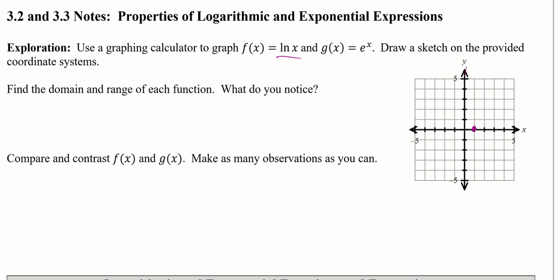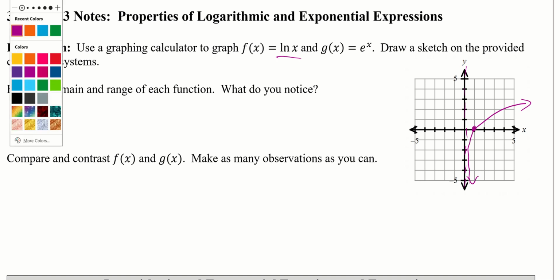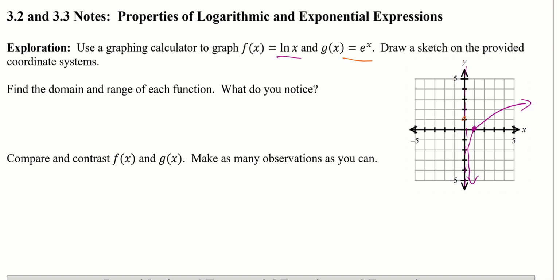We've got a vertical asymptote at 0. It kind of cruises along and then shoots off to the side there. Whereas e to the x, if you graph that one, you'll notice that it cuts through (0, 1), has a horizontal asymptote at 0, and kind of the same idea, kind of flat and then shoots up.